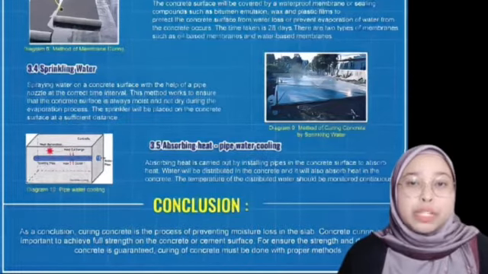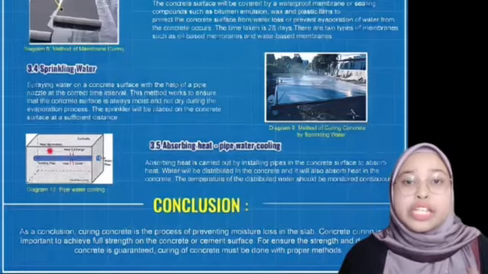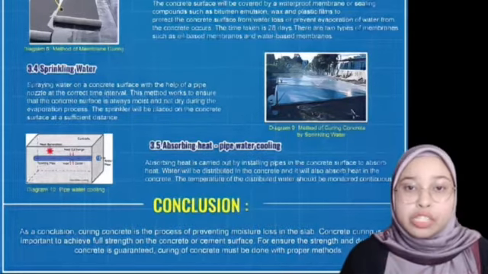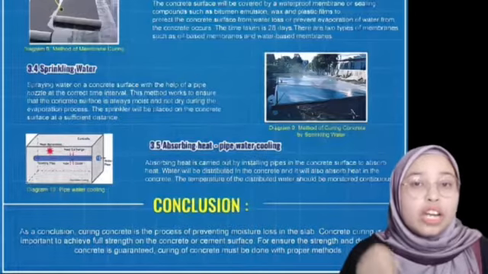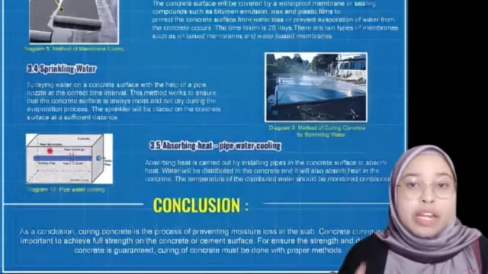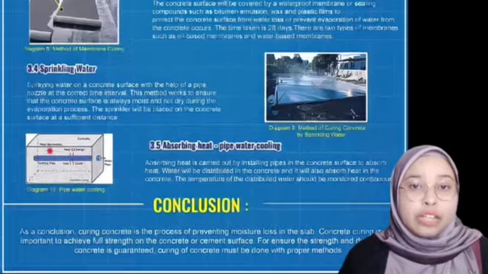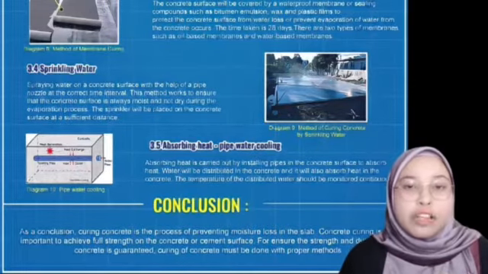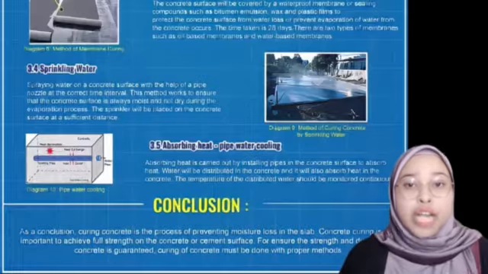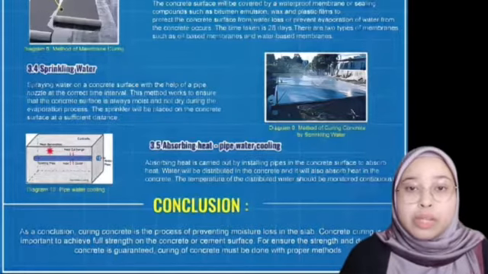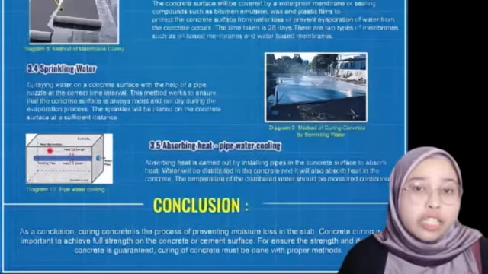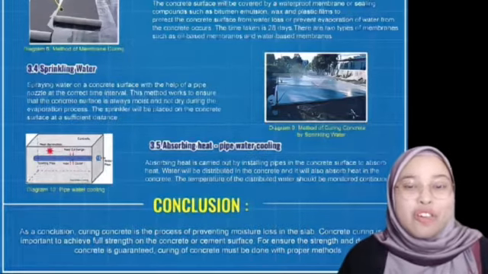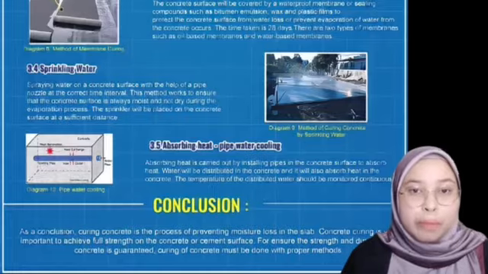Curing begins shortly after the concrete is placed and involves maintaining the specific temperature and moisture for a long period of time. Many factors influence curing time, such as weather conditions. Concrete curing is very important to achieve full strength on the concrete or cement surface. To ensure the strength and durability of concrete is guaranteed, curing of concrete must be done with a proper method.